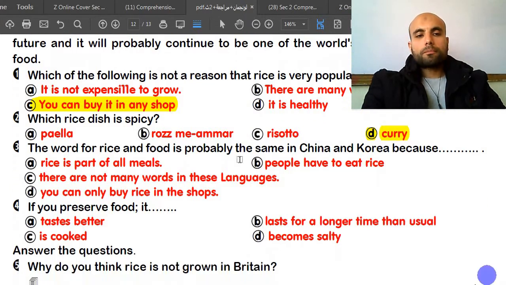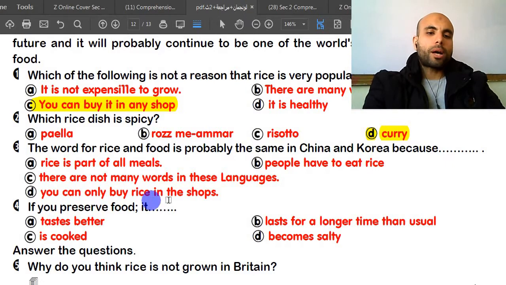Number 3. The word for rice and food is probably the same in China and Korea because A. Rice is part of all meals. B. People have to eat rice. C. There are not many words in these languages. D. You can only buy rice in the shops. So the answer will be A. Excellent. A. Rice is part of all meals.